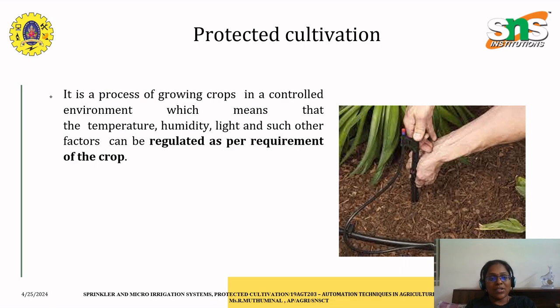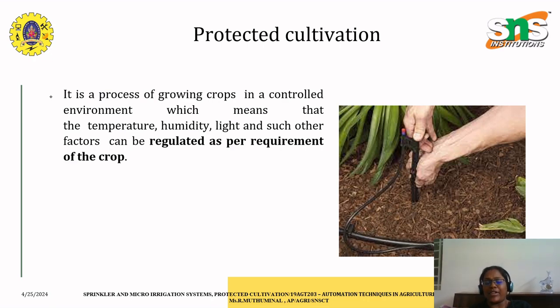Actually, it is a process of growing crops in a controlled environment, which means that the temperature, humidity, light, and such other factors can be regulated as per the requirement of the crop. It refers to the practice of growing crops under controlled environmental conditions within these structures.